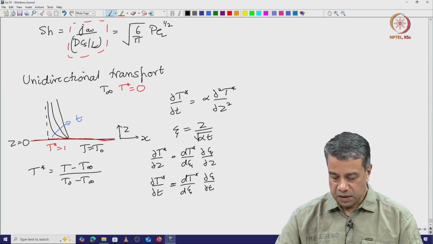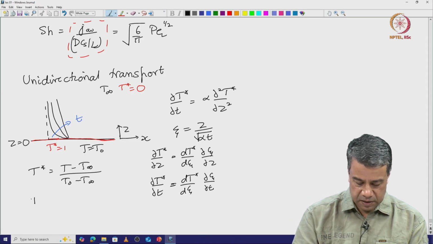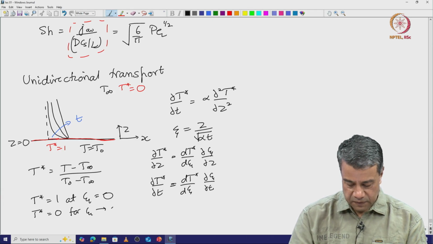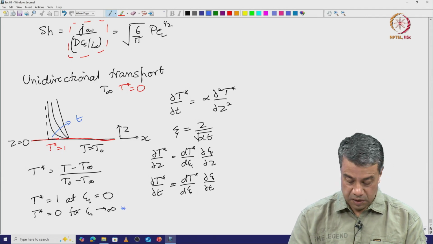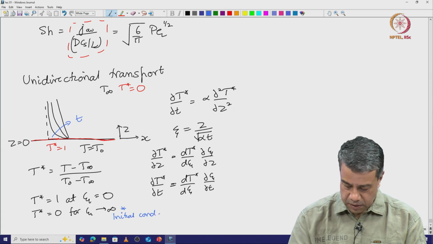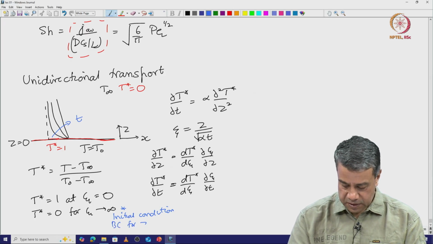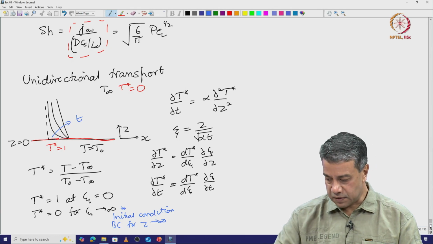Okay. Expressed in terms of psi, the boundary conditions are T star is equal to 1 at psi is equal to 0, T star is equal to 0 for psi going to infinity. This second boundary condition contained both the initial condition and the boundary condition for z going to infinity. Both of these reduced to just one condition, okay, and therefore, we were able to solve the problem.